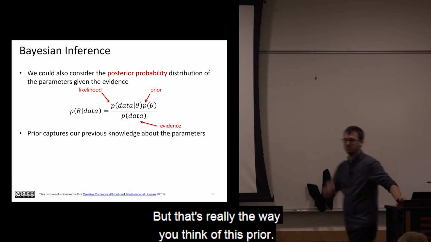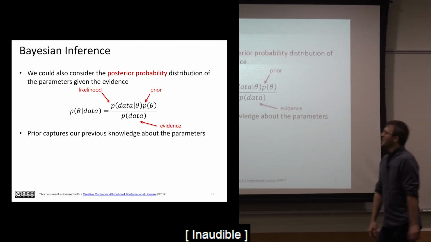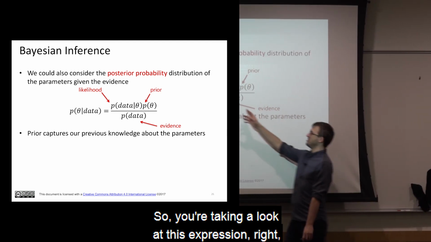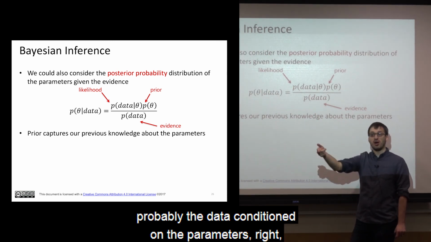It's biasing your solution. So does the math work in a way that the more and more data you have, the less relevant the prior gets? That's correct. So taking a look at this expression, the probability of the data conditioned on the parameters, this is a big product of things.